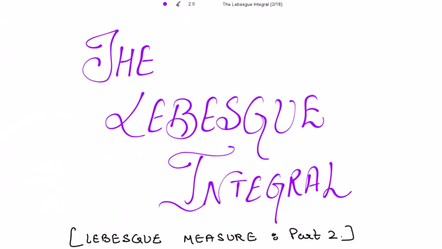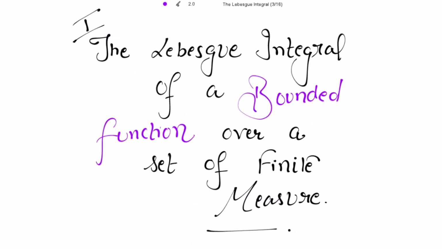Friends, welcome to this new course, the Lebesgue Measure Part 2, and the content named the Lebesgue Integral. The Lebesgue integrals are the integration of functions over measurable sets, which could integrate many functions that cannot be integrated as Riemann integrals or even Riemann-Stieltjes integrals. So the first section is about the Lebesgue integral of a bounded function over a set of finite measure.